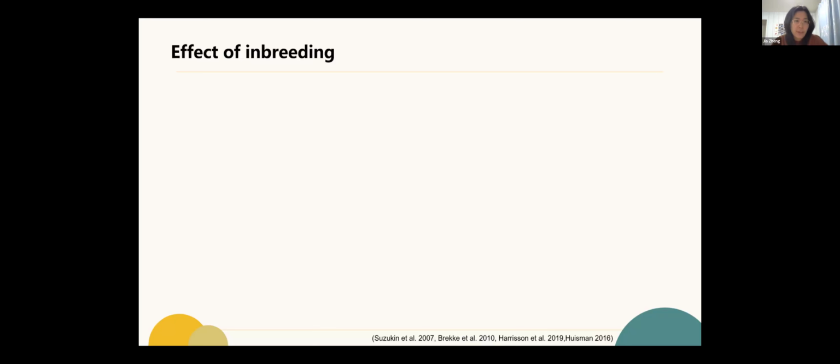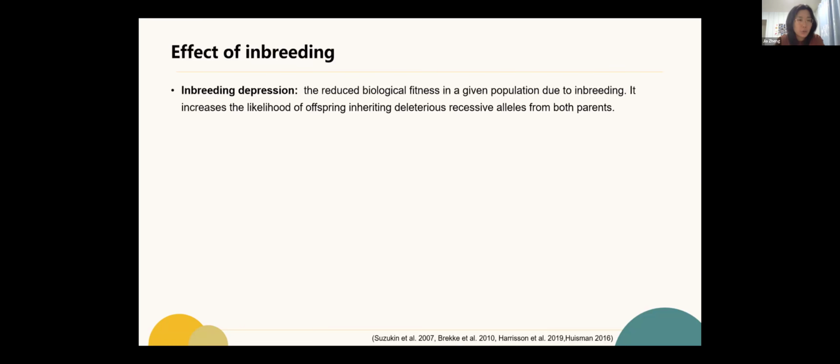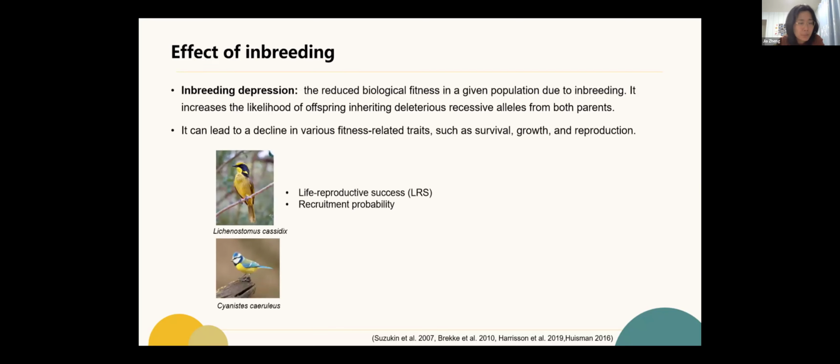Okay, and what is the effect of inbreeding? It is commonly known that inbreeding can cause inbreeding depression for the population. That means the reduced biological fitness in a given population due to inbreeding. It increases the likelihood of offspring inheriting deleterious recessive alleles from both parents, and inbreeding depression can lead to a decline in various fitness-related traits.